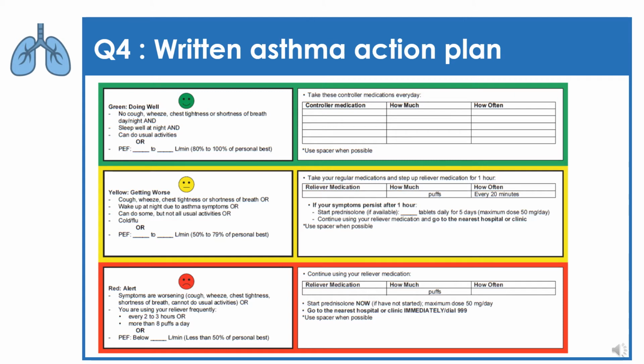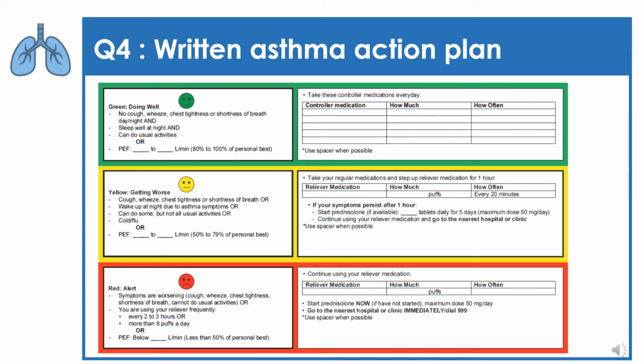Or she can refer to the PEF value that she records every day, which is between 80 to 100% of personal best. In this zone, she needs to take her controller medication, which is Symbicort, and behave as usual. The second zone is the yellow zone, referring to her condition getting worse due to cough with chest tightness or shortness of breath, or she wakes up at night due to asthma symptoms, or can do some but not all usual activities, or she has a cough or flu.